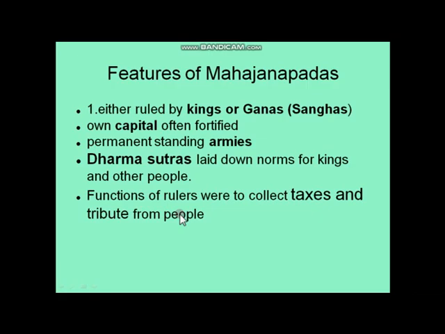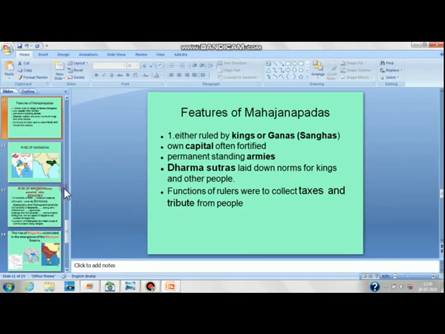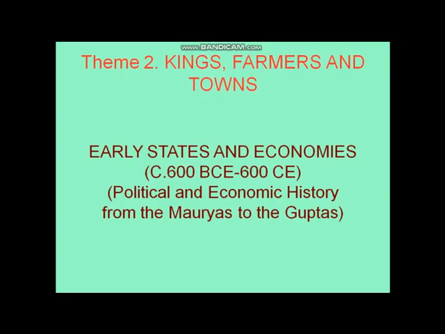Let's see. We learned that there emerged some Janapadas during this time. And these Janapadas emerged as Mahajanapadas. Certain Janapadas grew into Mahajanapadas.